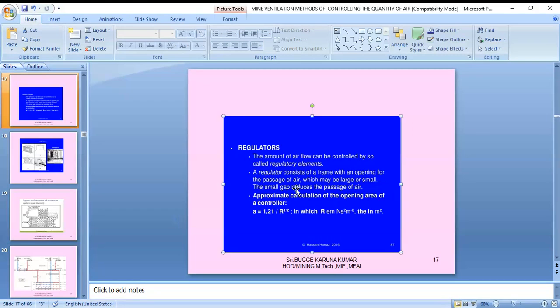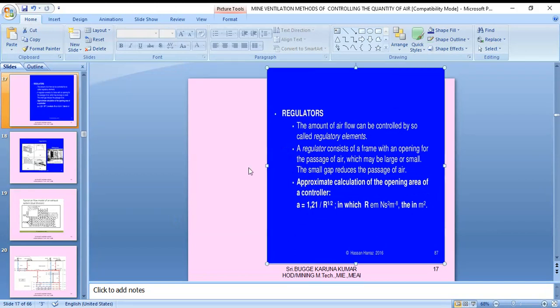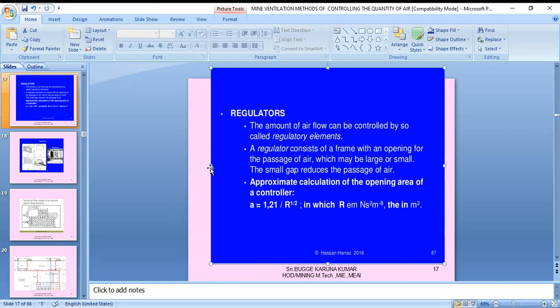So overall, the regulator has some principle. The amount of airflow can be controlled by the so-called regulatory element. A regulator consists of a frame with an opening for passage of air, which may be large or small. A small gap reduces the passage of air.